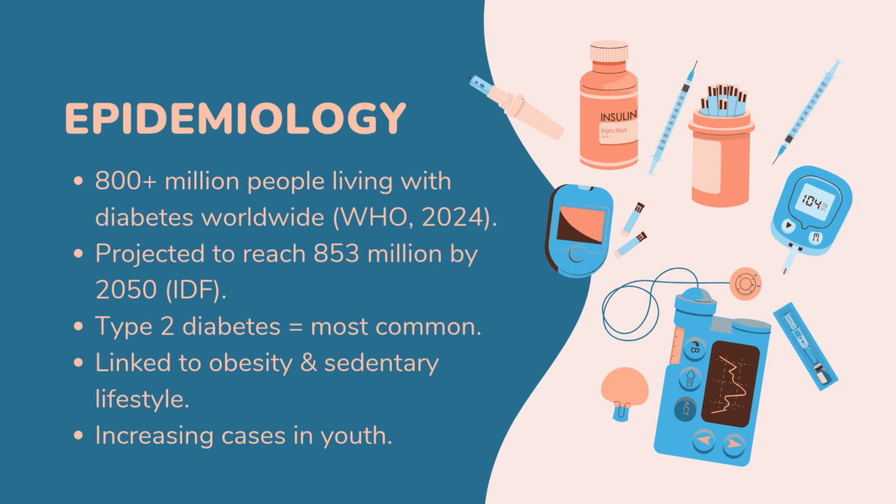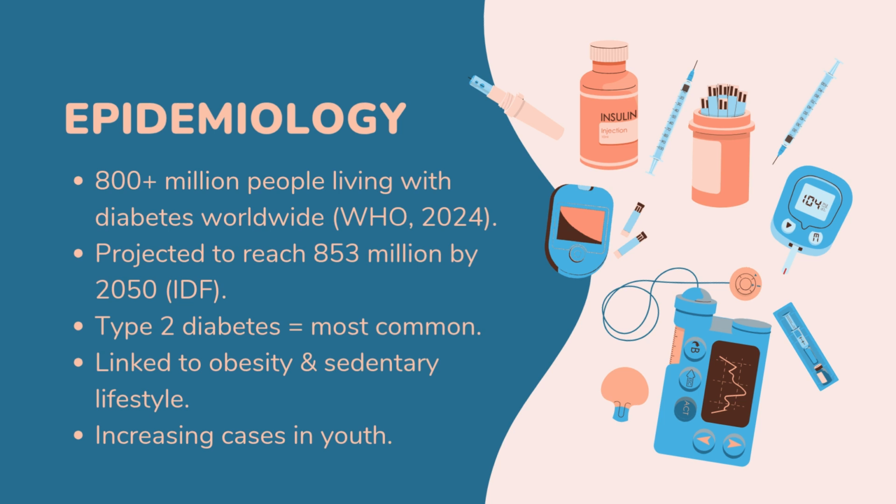In fact, the International Diabetes Federation predicts that by the year 2050, there could be more than 850 million people with diabetes worldwide. The most common type of diabetes is type 2, and it is usually linked to lifestyle factors like poor diet, lack of physical activity, and being overweight or obese.